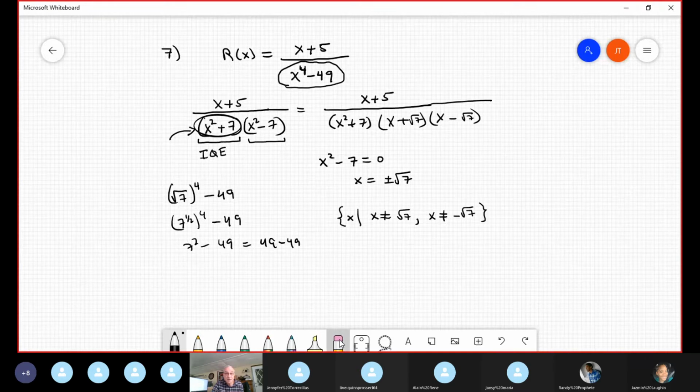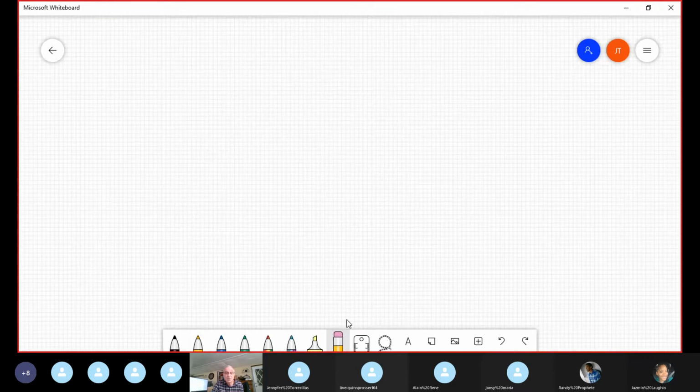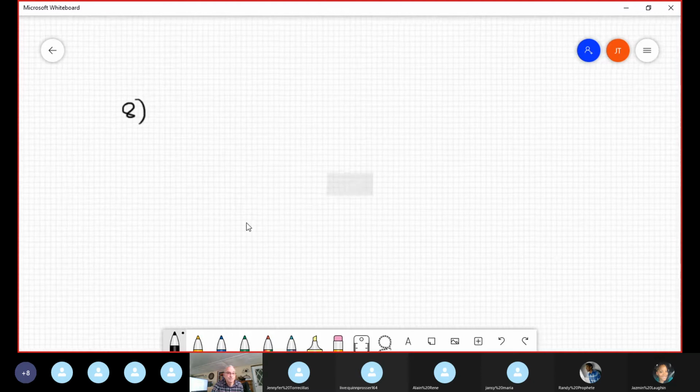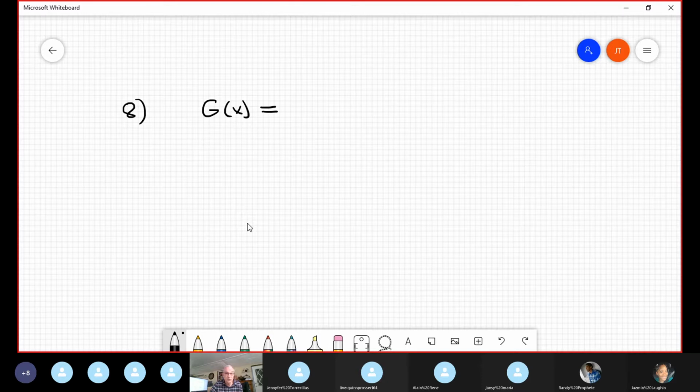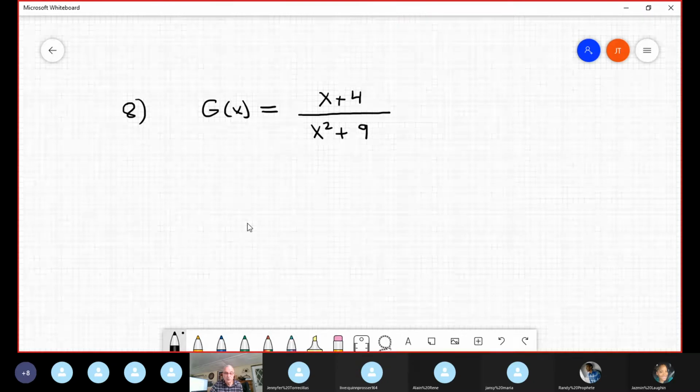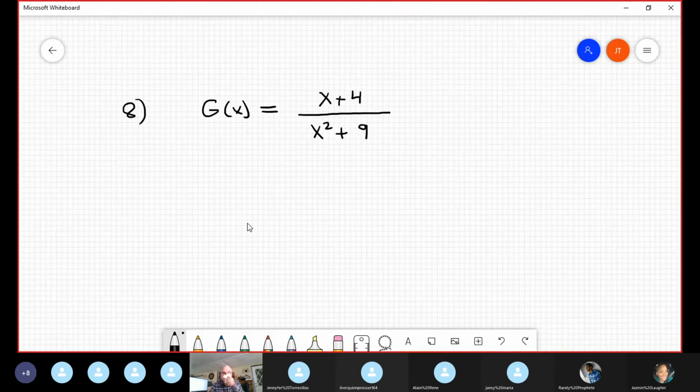Let's see after that. Let's move on to the number 8. Number 8 is G, capital G, of X equal X plus 4 on the top over X squared plus 9 in the bottom. Wow. What do you think, guys? What do you think?